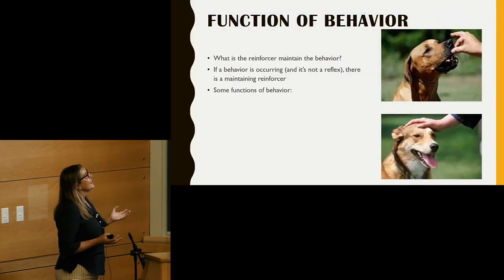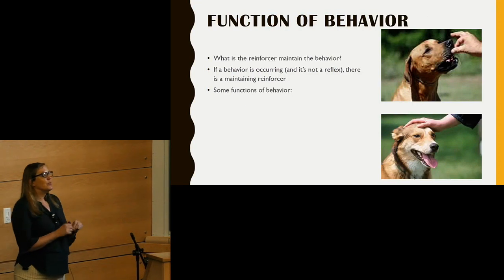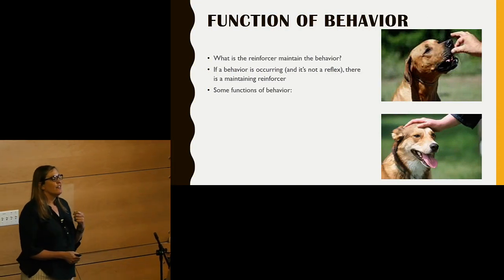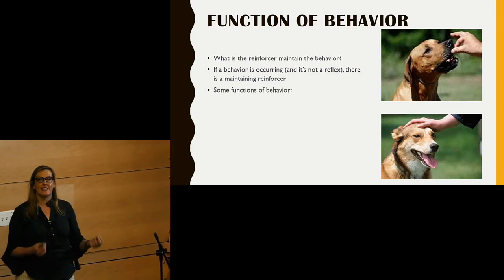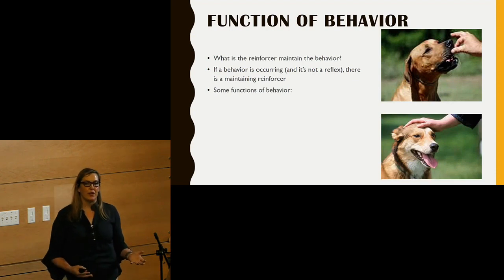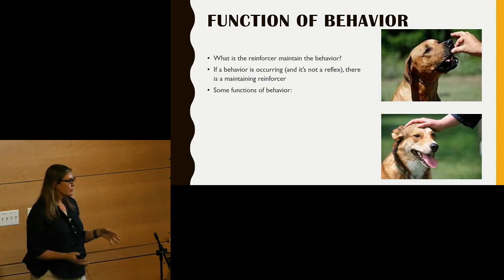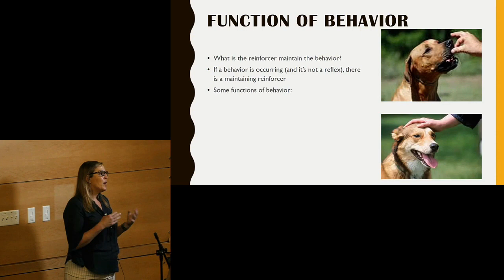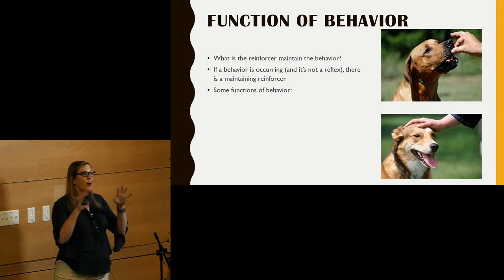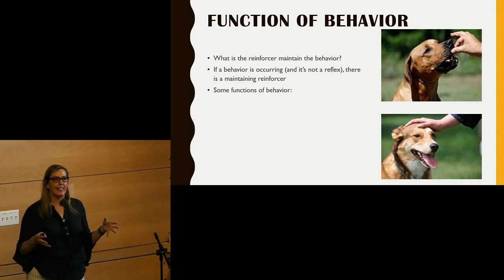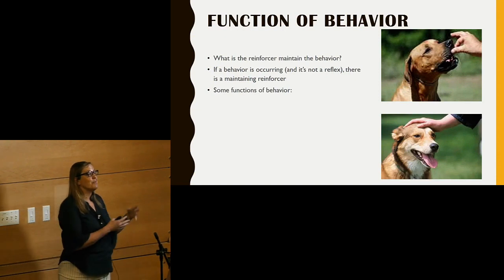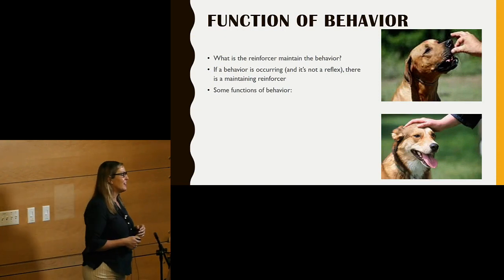So if we see, and I think this is really useful because we do tend to turn to food a lot for positive reinforcement training. It's easy to deliver. It's usually very valuable to our dogs. We can get a lot of repetitions. So I absolutely train that way. But I want you to think about a broader view of behavior, what maintains it, so that you also have a broader view of all the possible consequences that might be affecting the dog's behavior in front of you.